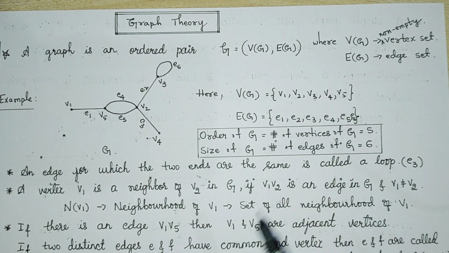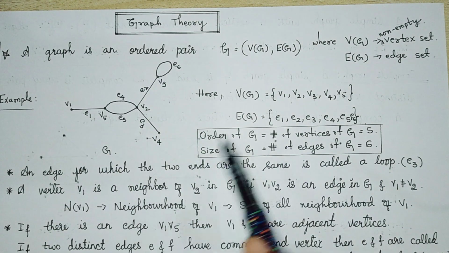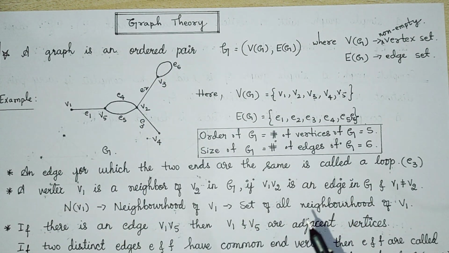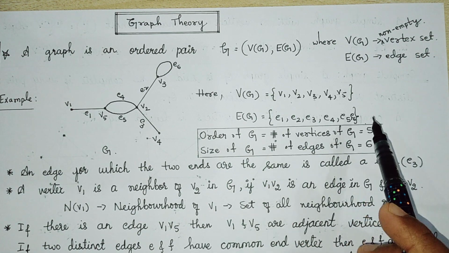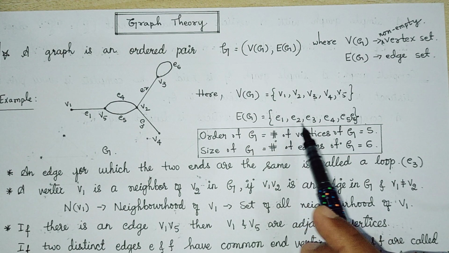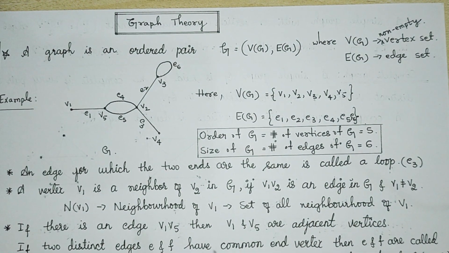These are the edges. So the number of vertices is known as the order of the graph. So here I have 5 vertices, therefore the order of the graph is 5. The number of edges is the size of the graph. So in this graph I have 6 edges, therefore the size of the graph is 6.